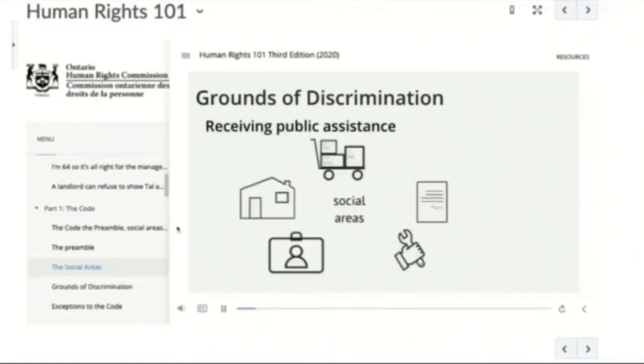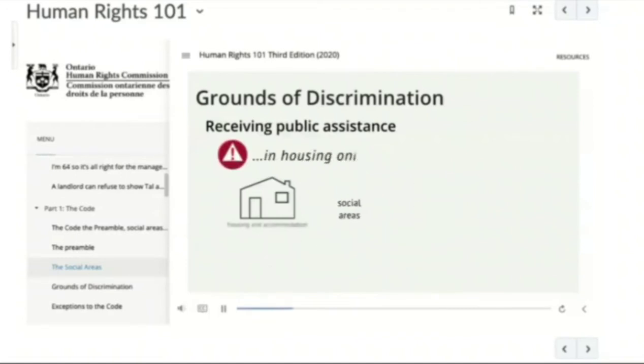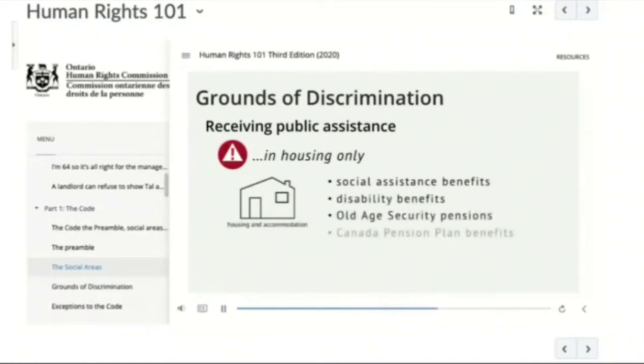Receipt of public assistance applies only to discrimination in housing. It includes receiving social assistance benefits, disability benefits, old age security pensions, Canada Pension Plan benefits, and unemployment benefits.